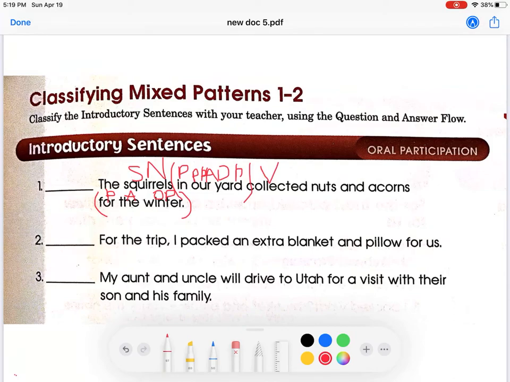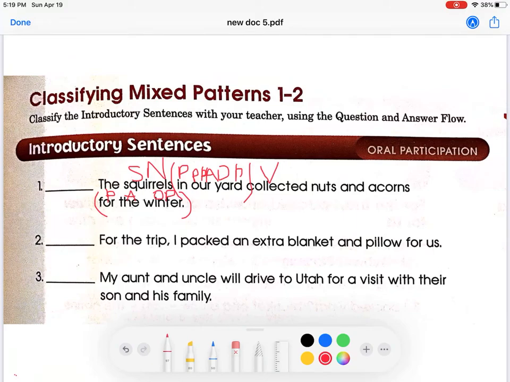Now, after collected, usually we look for adverbs that say how, when, or where. Well, we have the words nuts and acorns. Those aren't going to answer how, when, or where. But I noticed that nuts is a noun and acorns is a noun. So that tells me it's going to be some sort of object. I know it's not an object of the preposition because it's not in a prepositional phrase. So the only other object is a direct object.